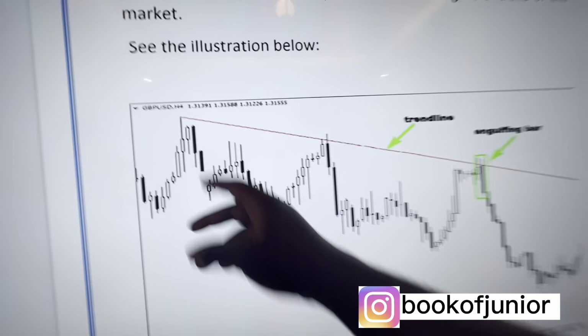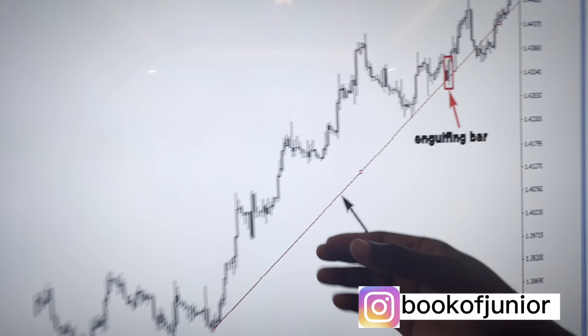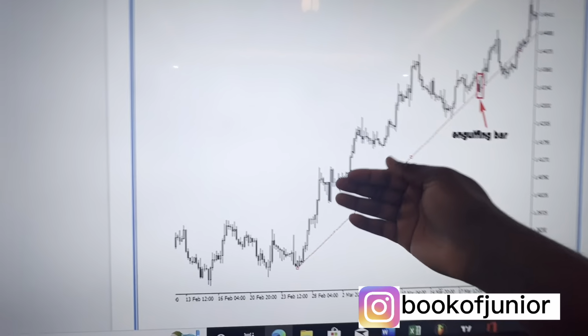Same for the uptrend market. As you can see, when we apply our trend line, the trend line is always respected. The trend line just works like the moving average. Price always retraces to the trend line, as you can see right here. This box here, this is where we have our bullish engulfing candle, and then price shoots back up. So the trend line is a very strong one to use when you're trading in the market.